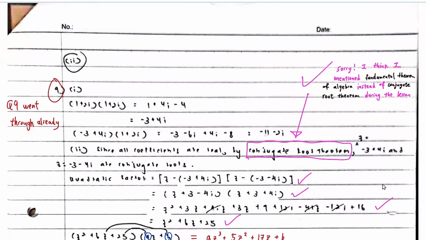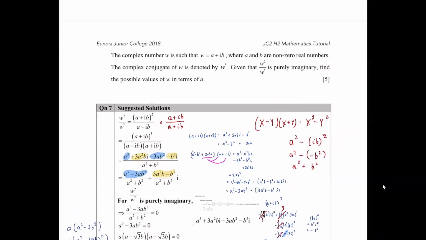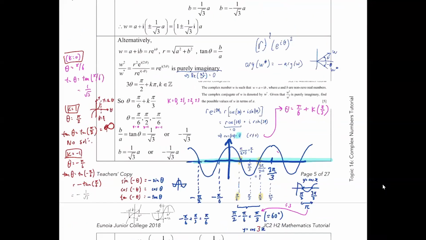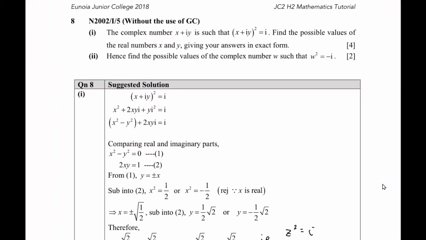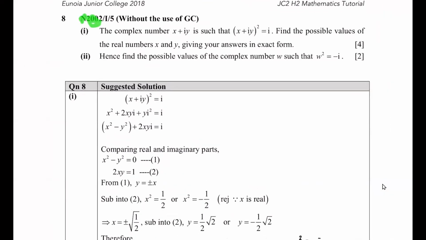So I'll just go through the solution instead. Okay, let's go through. Question 8, let's move on. Question 8 is another A-level question from 2002. When you see N, it means A levels. The complex number x plus iy is such that this equals i. Find the possible values of the real numbers x and y, giving your answers in exact form.